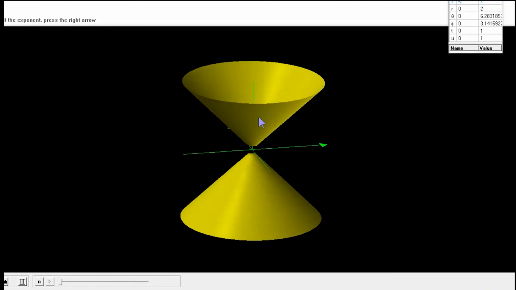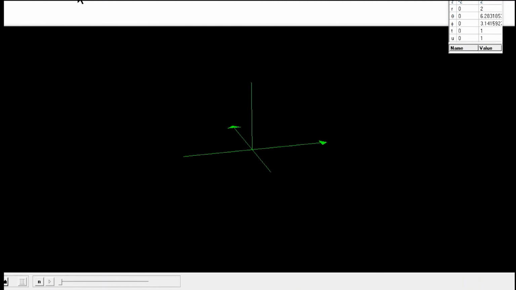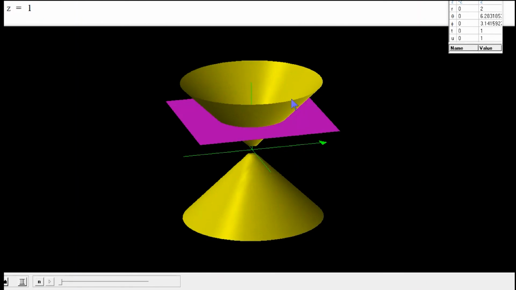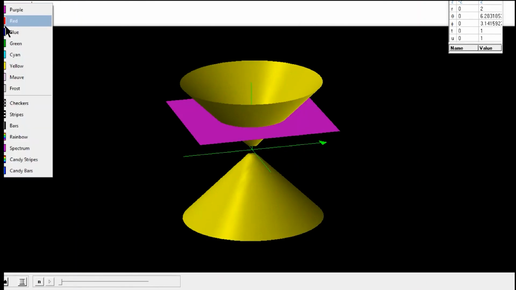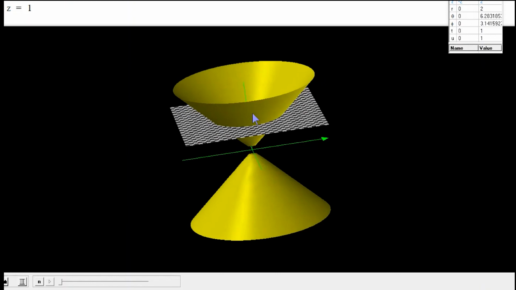Okay, so this is a cone, a double cone. Now, having said that, I'm going to cut this with a plane. First I'm going to cut it with z equal to 1. That plane. What color do you want this plane to be? Checkers. You see it cutting? Can you imagine what the cross section will look like?